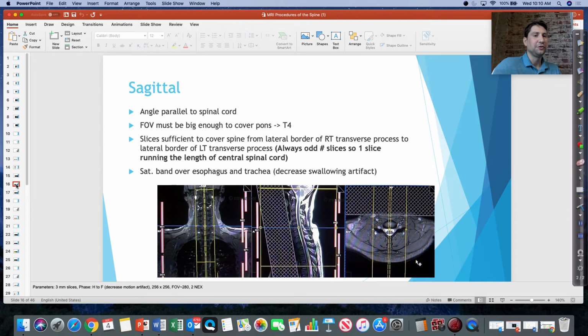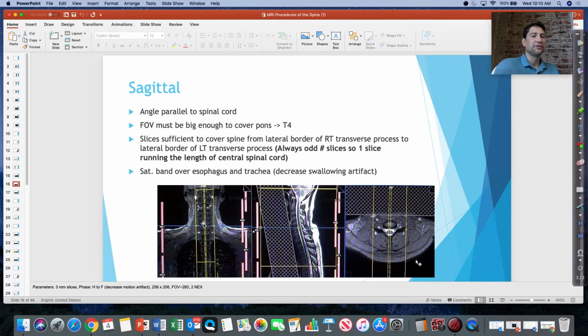Your sagittals, you want to align with the spinal cord, so he's going to be parallel with the spinal cord. Field of view wise, you want to cover from the pons all the way down to about T4. You want to get a little bit of that thoracic spine just in case there is a herniation or anything going on down there. So don't just reduce your field of view just to get the C-spine. You want to include some of that thoracic spine.